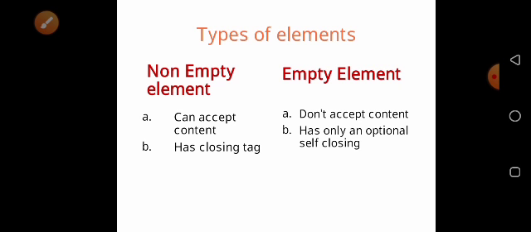Now there are two types of elements. We have the non-empty element and the empty element. The non-empty element is the one you saw in the example I gave in the previous slide. Now, this non-empty element can accept content and they have closing tag. They all have closing tag. While the empty element doesn't accept content and only has an optional self-closing tag. They don't have closing tag, but they have self-closing tag. And then, as we go on, I will tell you what I mean by self-closing tag.